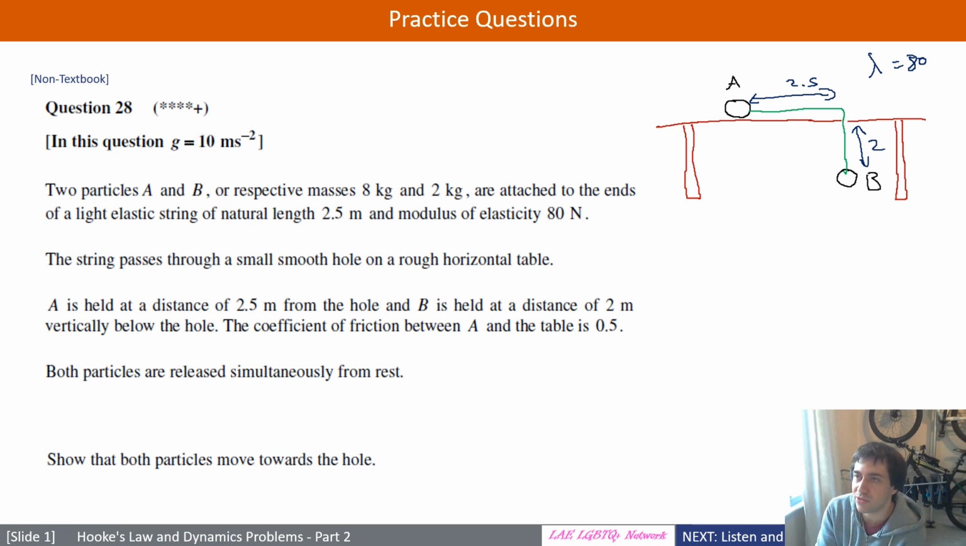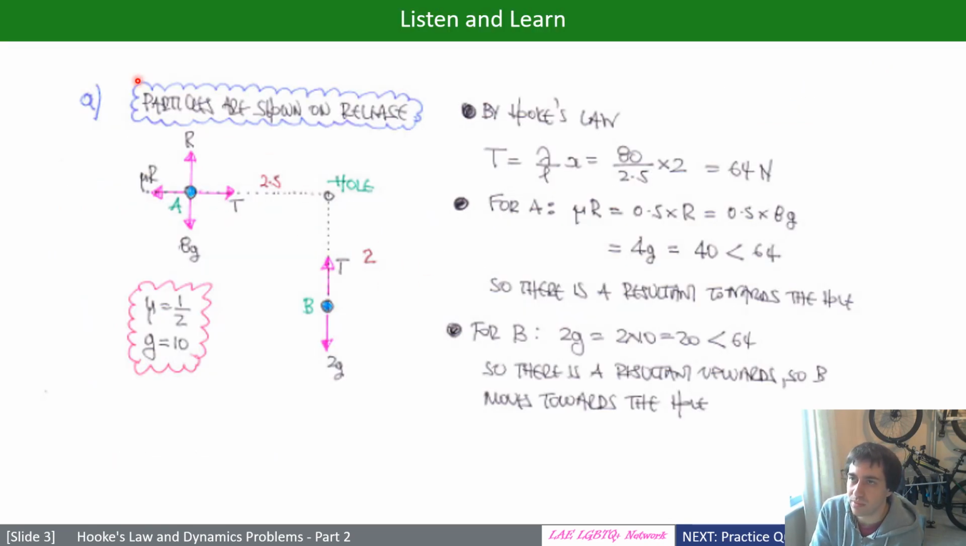Okay, let's look at the full solution. Okay, so there you've got the full working. It turns out, given that extension, the tension in the elastic string is 64. And then you just have to consider, are the competing forces for each particle less than or equal to 64? In both cases, for A, the friction was less than 64. And for B, the weight caused by gravity was also less than 64. Therefore, resultant forces in both cases are towards the hole. I'll just leave, just pause it if you need to, if you want to have a look at that working.